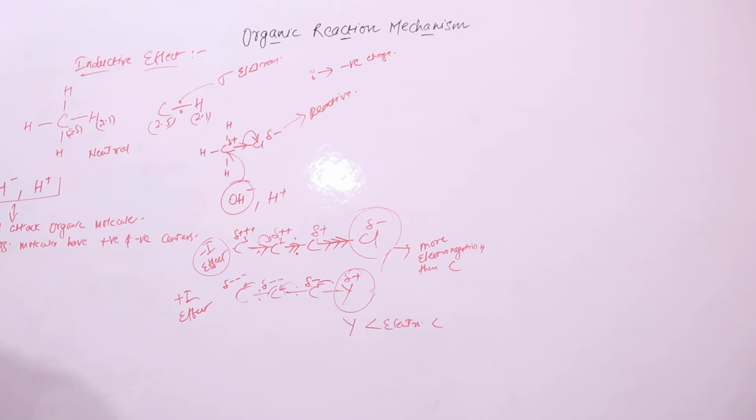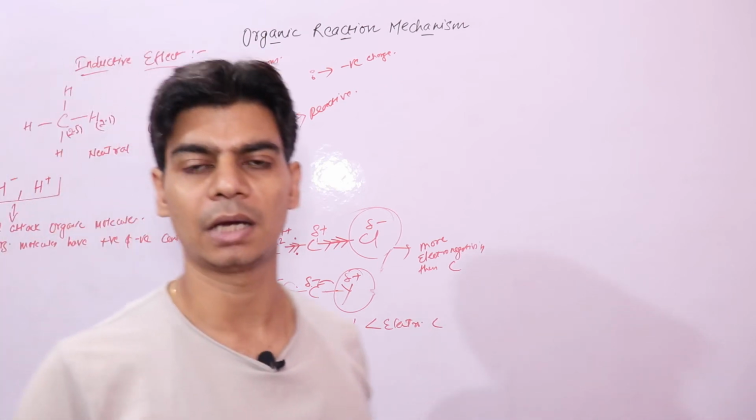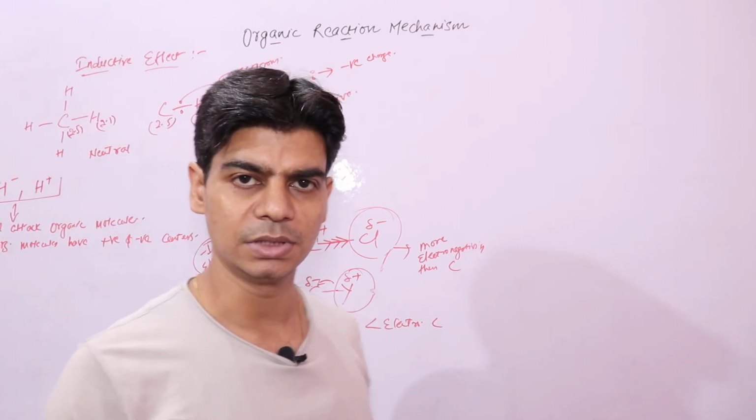Now the inductive effect, if you want to define it, is the displacement of sigma electrons along a saturated carbon chain. The inductive effect always takes place in saturated carbon atoms, in a saturated carbon chain, right?